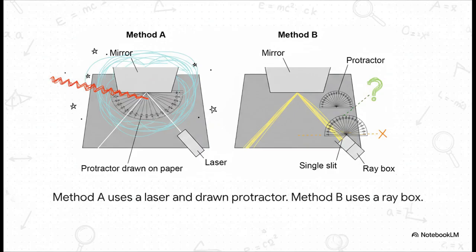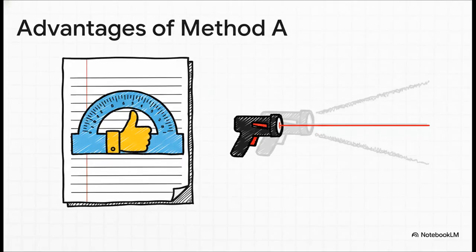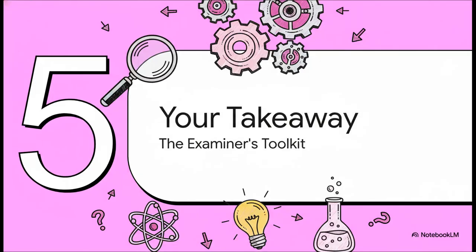You need to give 2 good reasons. So, what's the examiner looking for? Well, the mark scheme gives a few options, and you just need to pick 2. It all comes down to accuracy. Think about it. In Method A, the protractor is already on the paper, so you don't have to line it up or move the mirror, which means you're much more likely to get the angle right. Plus, Method A uses a laser. A laser beam is super narrow and doesn't spread out, so it's way easier to see exactly where the middle of the ray is.